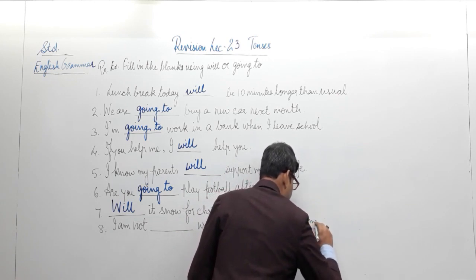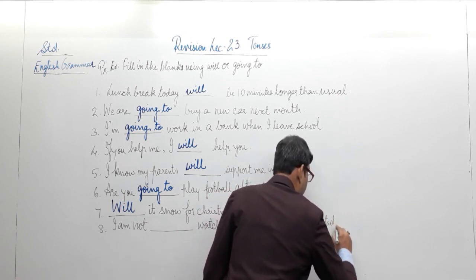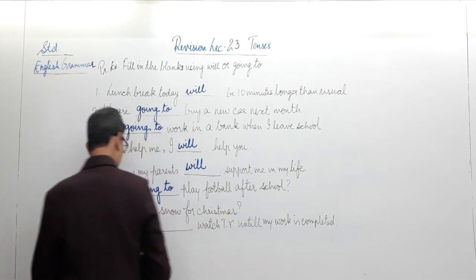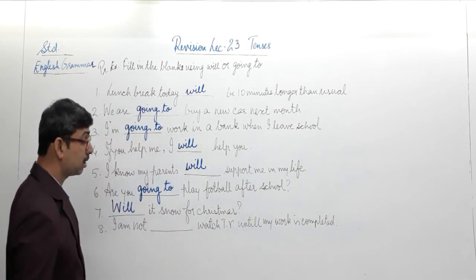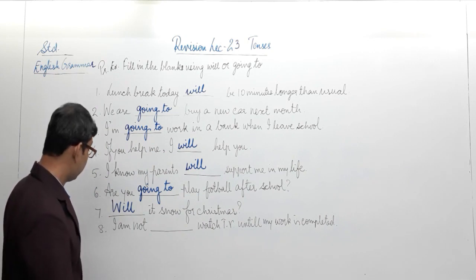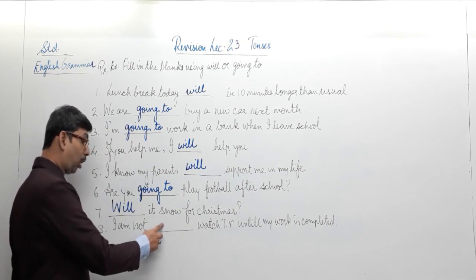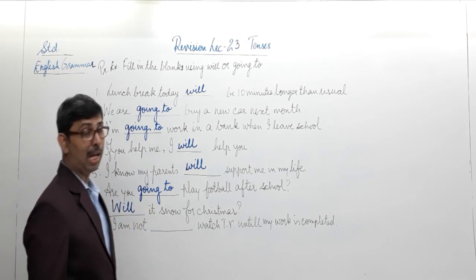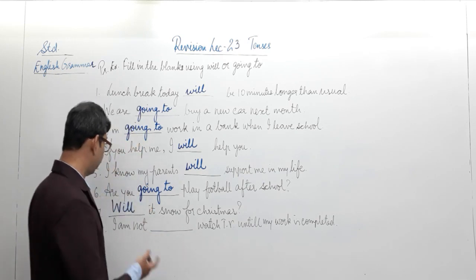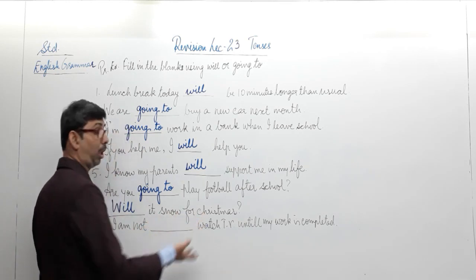Is completed. So what are you expressing over here? You are not going to do the action of watching television until your work has been done or it is completed. So I am not, can I write will over here? I am not will watch TV? No. I have only one choice to make, that is going. I am not going to watch.